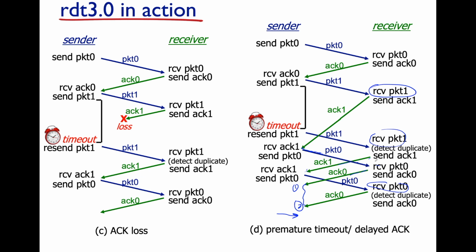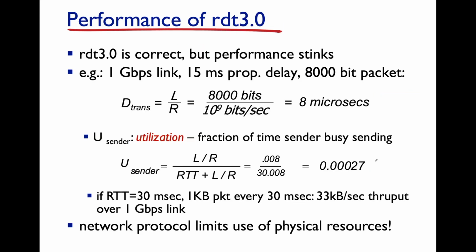All right. So these are the 4 scenarios of RDT 3.0 in action. Now, RDT 3.0 is correct. It gives you reliable, in-order delivery, responding to lost data as well as corrupted data, both for the forward message, the packet, as well as the feedback, the ACKs. So it's correct, but the performance is absolutely horrible.